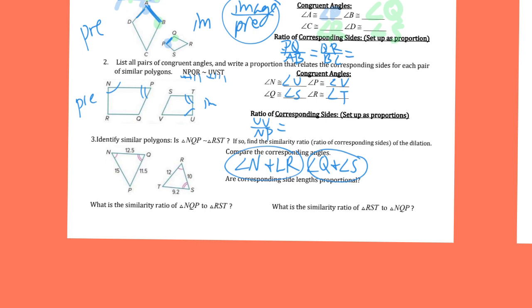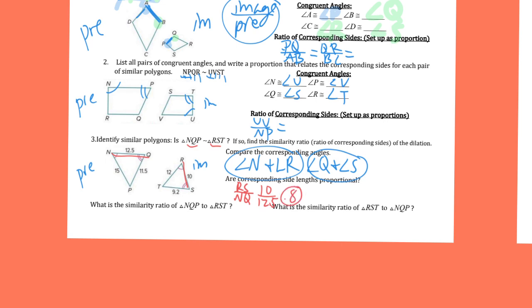Now, are the corresponding side lengths proportional? We have to write a ratio, and we again put the image over the pre-image. So let's take a corresponding part of the image. Let's start with RS and place it over NQ, and write those numerical values. RS is 10, and that's right here. And then NQ is going to be 12.5. If it's not decimals, you could reduce it. But if it is decimals, you can just divide and see what answer you get. So 10 divided by 12.5 is actually going to be 0.8. So that's the first ratio.